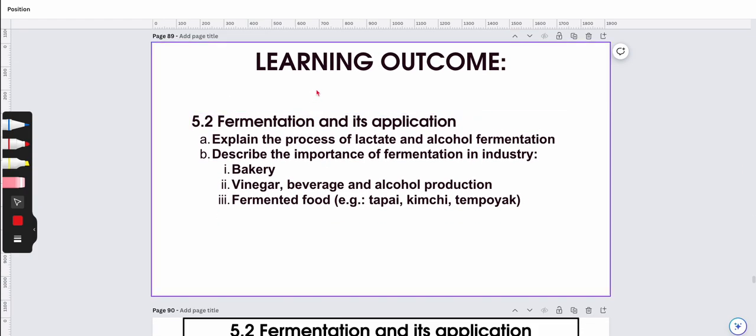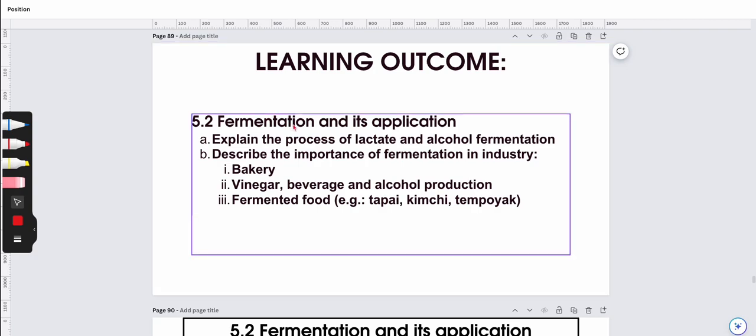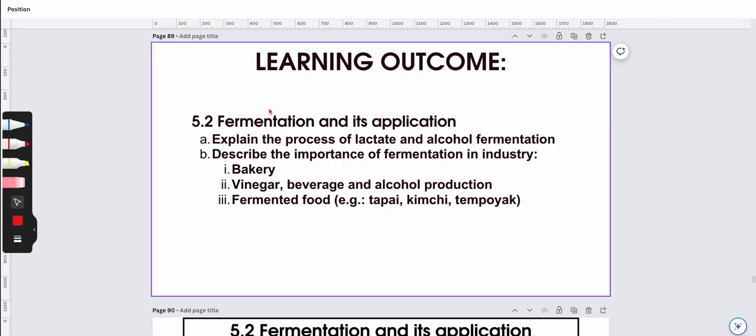Here are the learning outcomes that you need to know. Fermentation and its application. The first part is learning about lactate and alcohol fermentation. I believe that you have learned this back in SPM. So what is the difference between producing lactate and alcohol? We will see later. We'll try to flashback to what you have learned before. And B, the importance of fermentation industry.